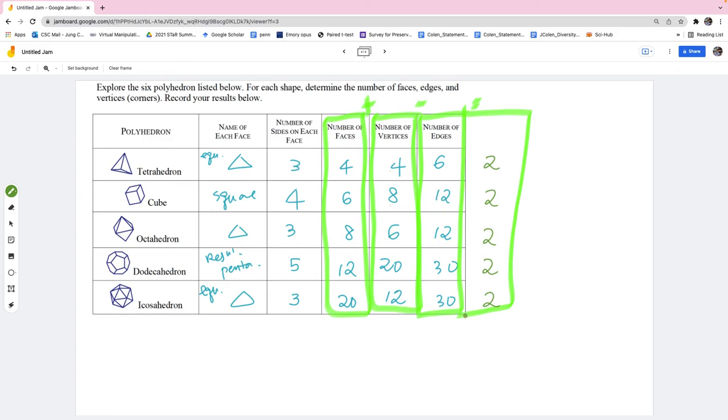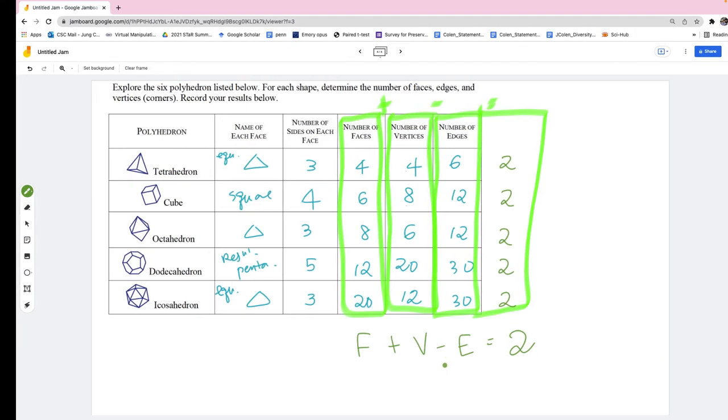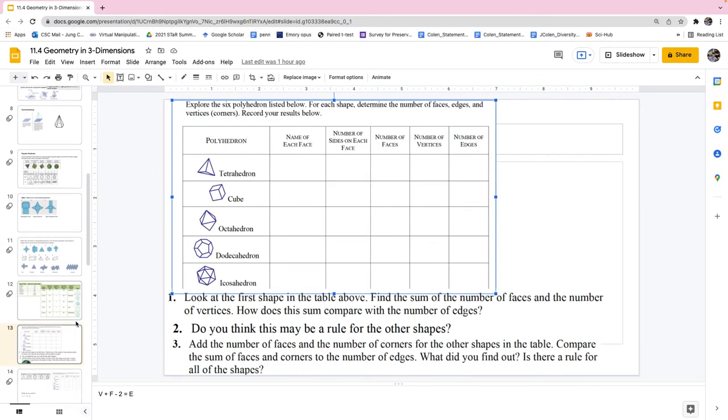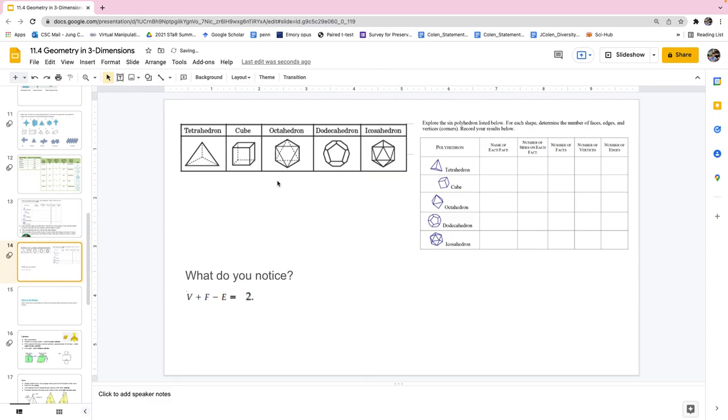So we can see that no matter what shape we get, number of faces plus number of vertices minus number of edges is always 2. We can conclude it. Okay? So remember this. Number of faces plus number of vertices minus number of edges equals 2. That's what this activity is about. Okay, that's what we have noticed.